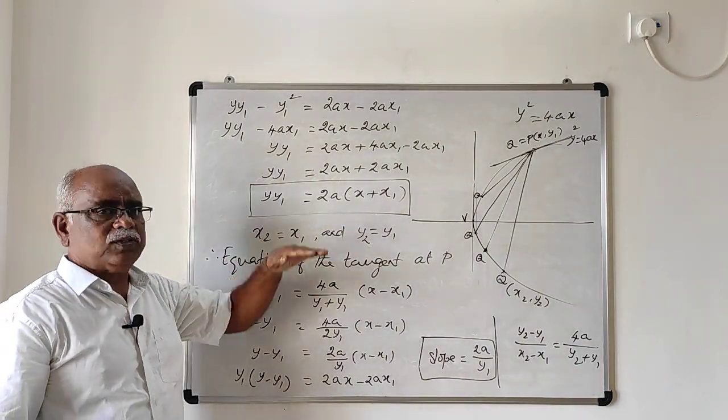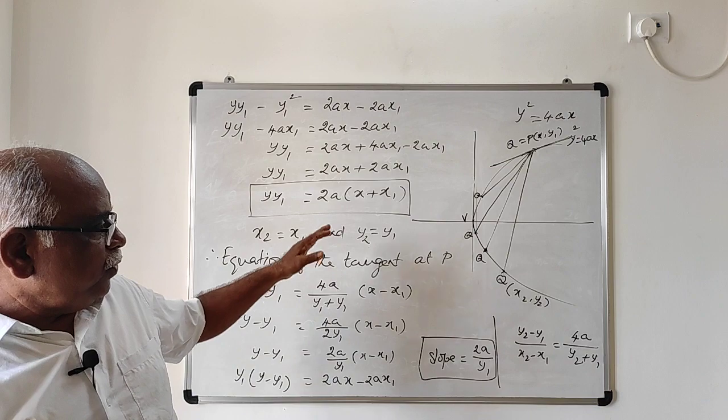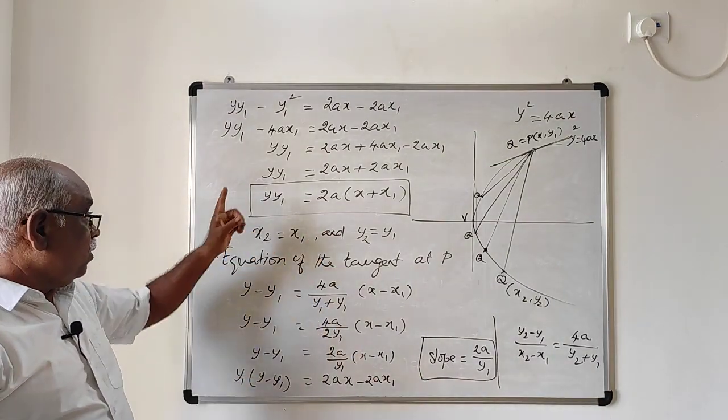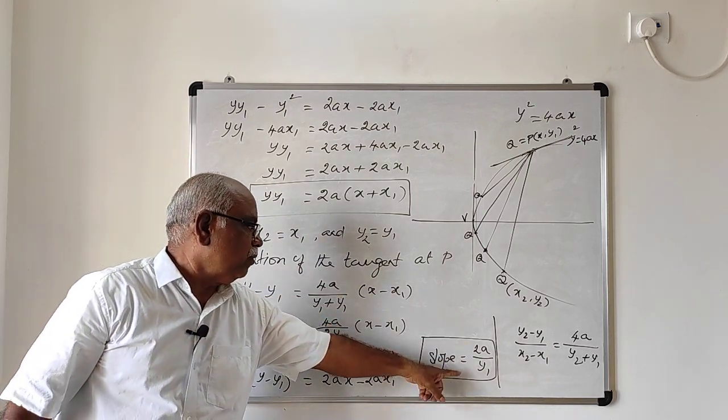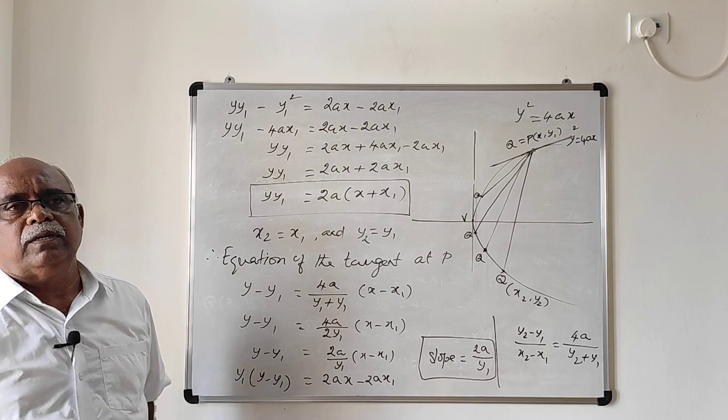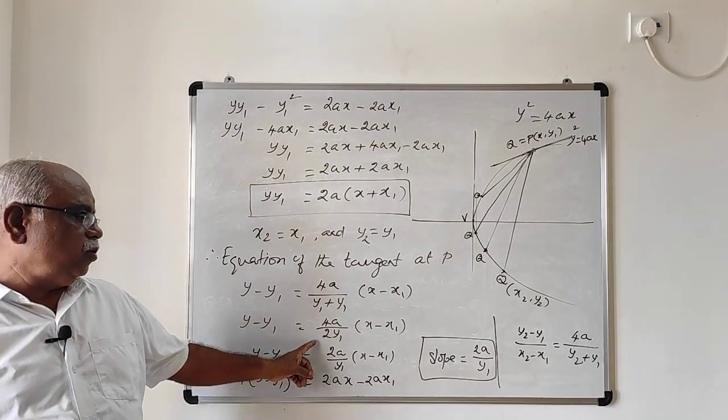Okay, I will stop here and I will continue the lesson in the next video. You remember this: the slope of this tangent is 2a by y1. Remember, the slope of the tangent is 2a by y1. From this expression I am getting that the slope is 2a by y1.